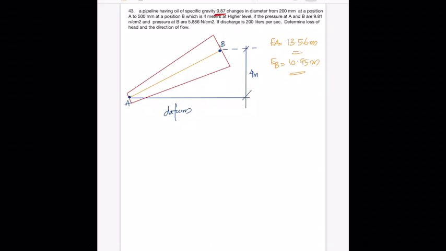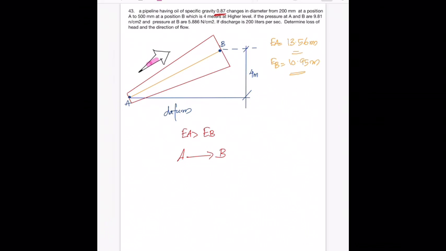So from here we can say that EA is greater than EB. Therefore, the flow happens from A to B. Since energy at A is greater than energy at B, the flow happens from A to B.